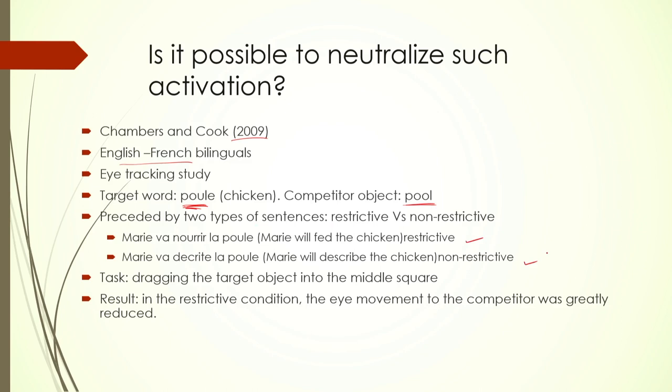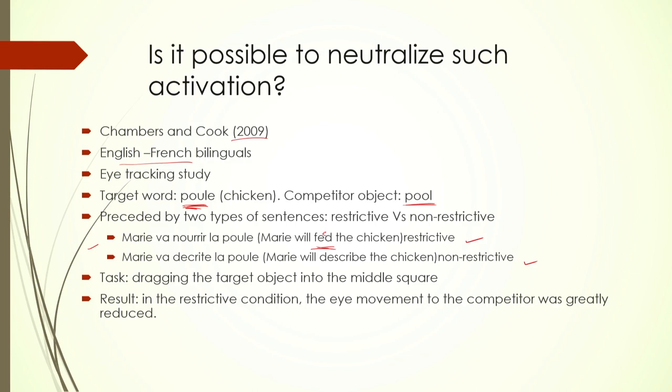The difference between these two sentences is what they call restrictive versus non-restrictive. In the case of restrictive, the sentence creates a scenario where there is a limited number of interpretations possible for the verb. So in the first case, this is Mary will feed the chicken. When you have a verb like feed, there are only a few possibilities. Only animate entities can be fed, right? So this automatically restricts your interpretation of the verb.